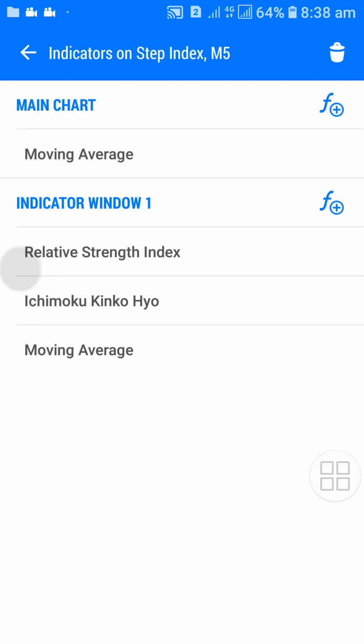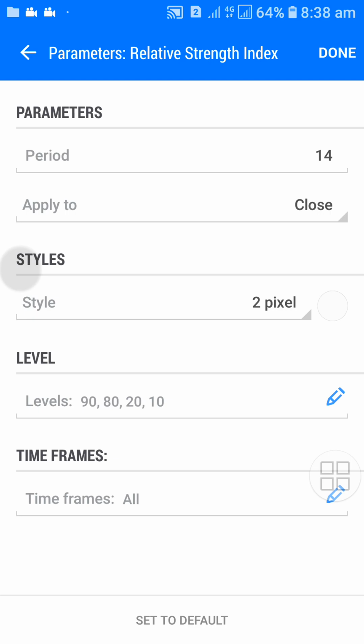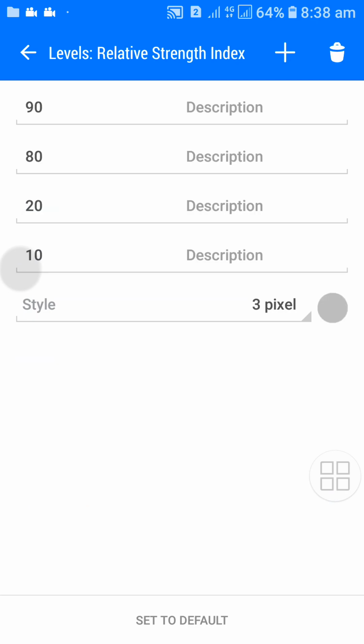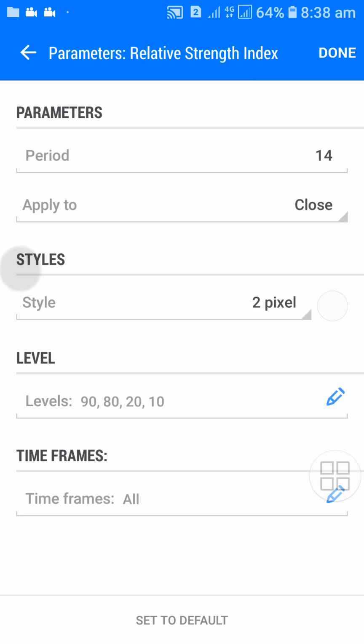Alright, so the next indicator we are using is the Relative Strength Index, and these are the parameters we are using. The levels matter, okay? This level 90, level 80 is our overbought region, and this 20 and 10 is our oversold region. All right. So take note of this information, okay? And leave it at the color of your background. Alright, so I'm done with this.